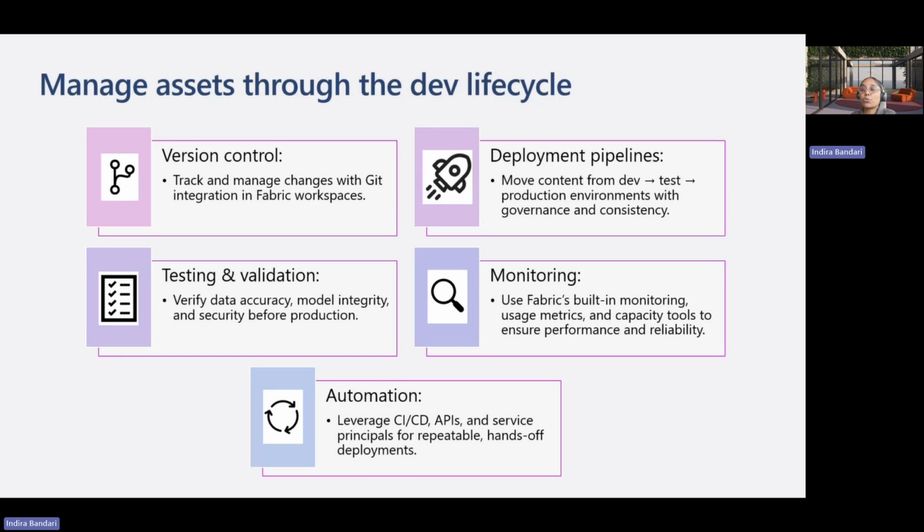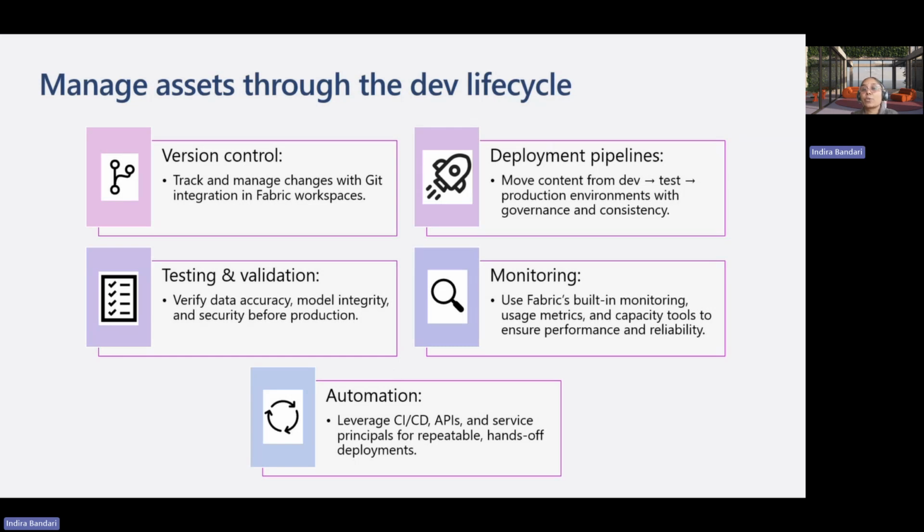So Fabric gives us the tools to work like software engineers. We have Git for version control, deployment pipelines for promoting content, and monitoring tools for reliability. So, this mindset shift from one-off solutions to managed repeatable processes is what truly distinguishes analytics engineers from traditional Power BI developers. So, version control allows you to track and manage changes with Git integration in Fabric workspaces.